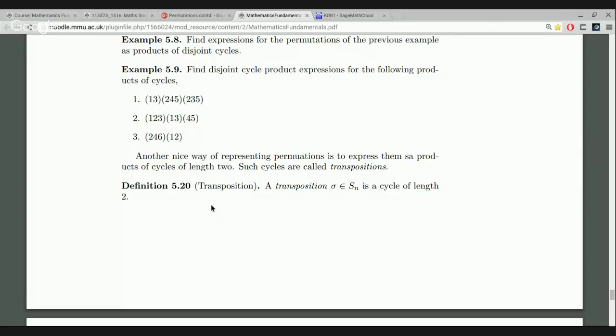Remember, when you're talking about functions, the inverse of a composition of functions is the composition of the individual inverses, but written in the opposite order. Okay?